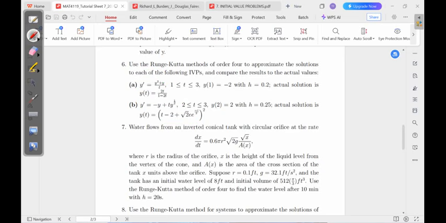Okay, so I'm going to use question 6b to answer this question. But before I do that, maybe I will just give a little bit of an intro of what Runge-Kutta methods of order 4 are.